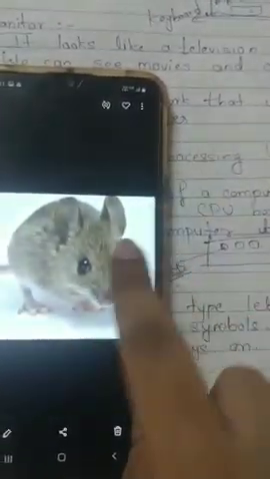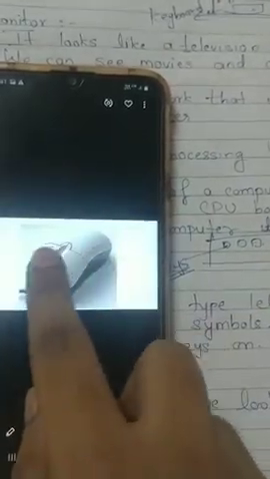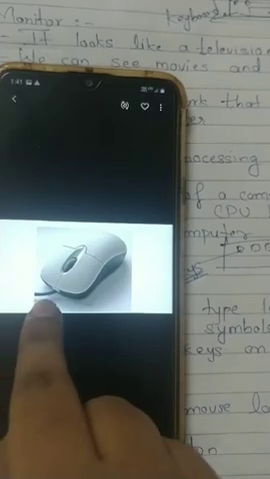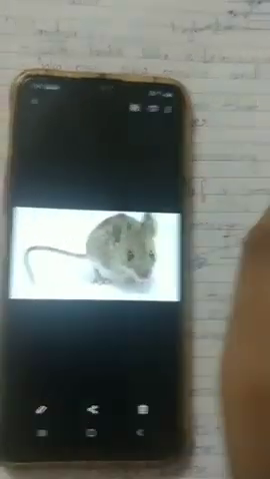A computer mouse looks like a real mouse. Yes or no? See, this is a real mouse. It has two eyes. So the computer mouse too has two buttons. This is the left mouse button, the right mouse button. Then afterwards here the tail is present and here the wire is present. So it looks the same.